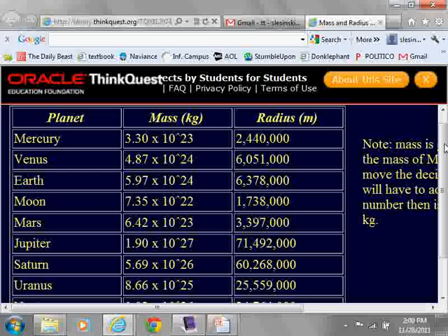Pick a planet and calculate the acceleration due to gravity on that particular planet. Call me over when you have your calculation. You want to find the acceleration due to gravity on the surface of the moon? Pick the moon.